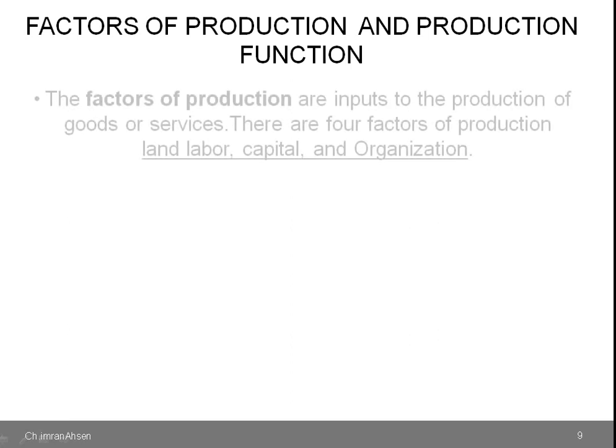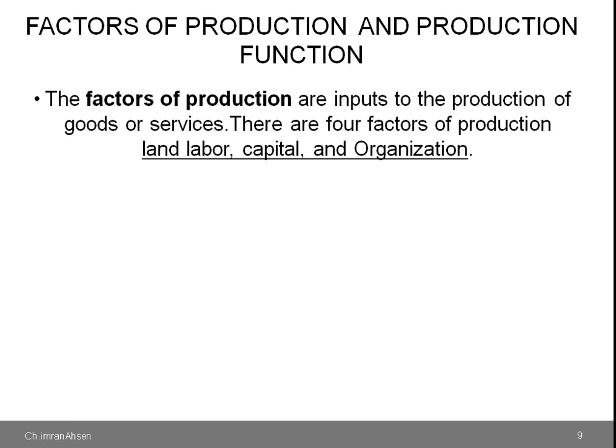Factors of production and production function. The factors of production are the inputs which we are inserting in our business model to get some output. So factors of production are inputs to the production of goods or services. There are 4 factors of production: land, labor, capital, and organization. These are the 4 factors which we have to use in order to produce any type of good or service.